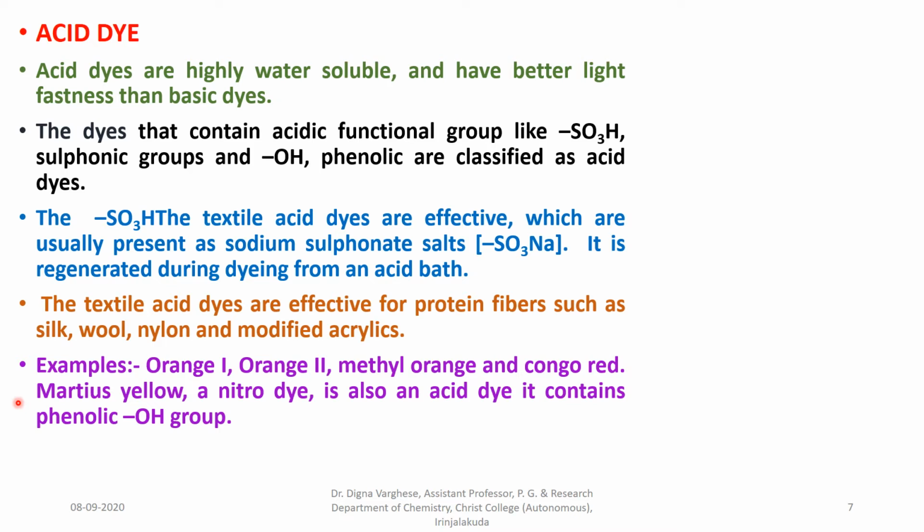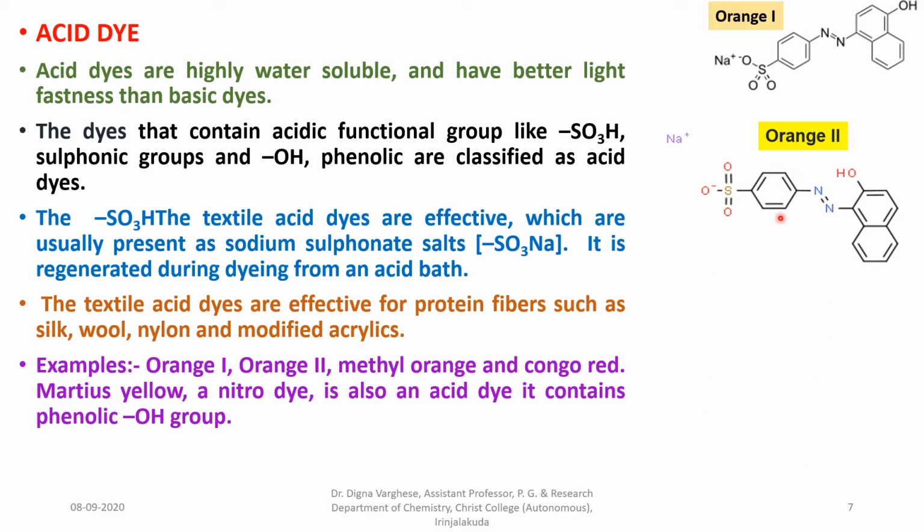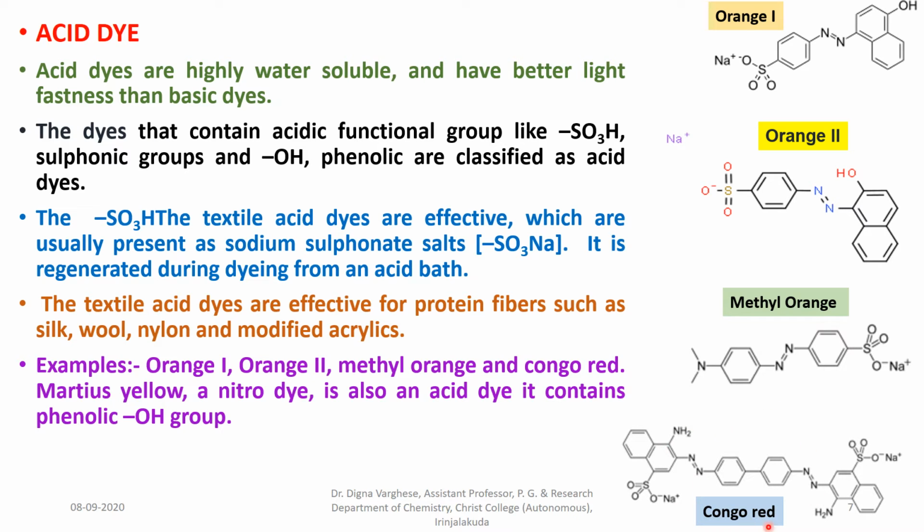Examples for acid dyes are orange 1, whose structure we can see in the picture, and orange 2, and methyl orange, Congo red, Martius yellow, that is a nitro based dye. It is an acid dye containing the phenolic group. Here the phenolic group is there.